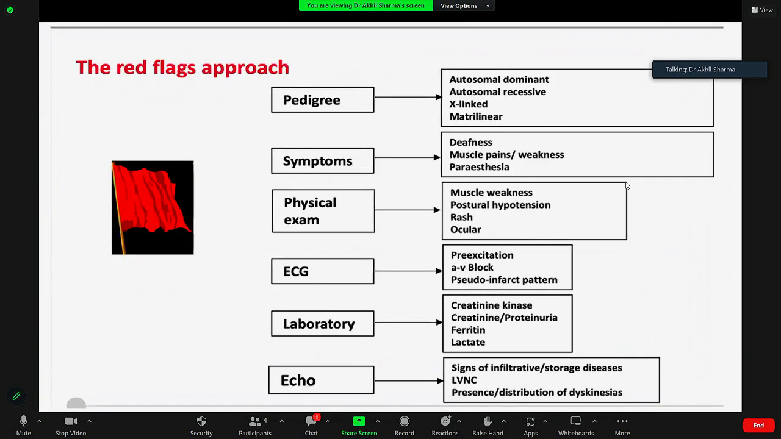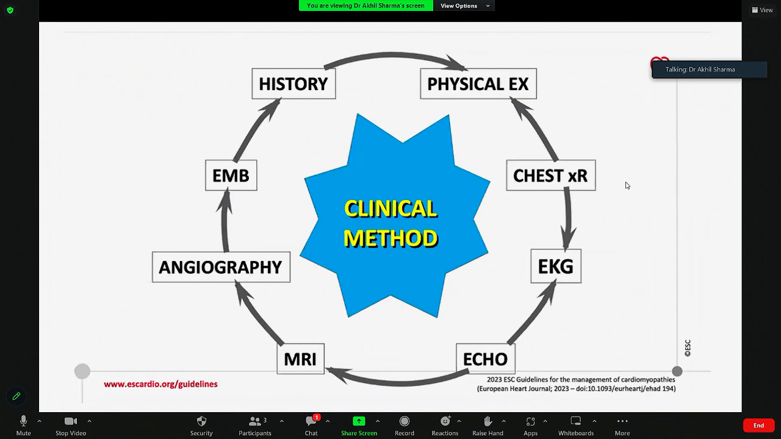Sometimes some red flag signs are present. We should always note them and try to incorporate them in our diagnostic performance. So pedigree and family history can give ideas about the inheritance of the disorder: autosomal dominant, recessive, or X-linked. Sometimes extracardiac symptoms like deafness, muscle weakness, paresthesia can give us some ideas. Physical examination, ECG with some specific criteria, and some laboratory or echo findings give morphological criteria. These are the different aspects of the diagnosis.